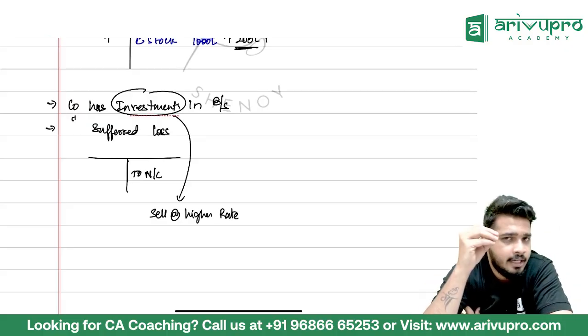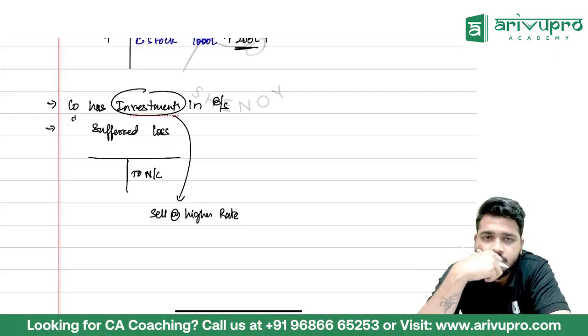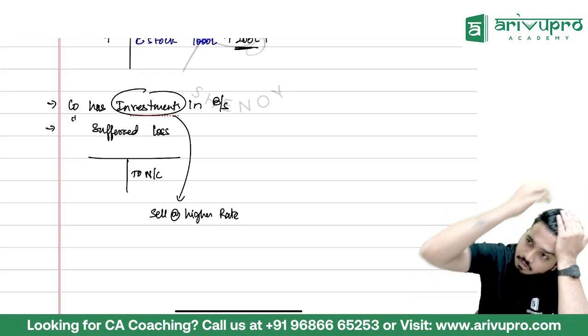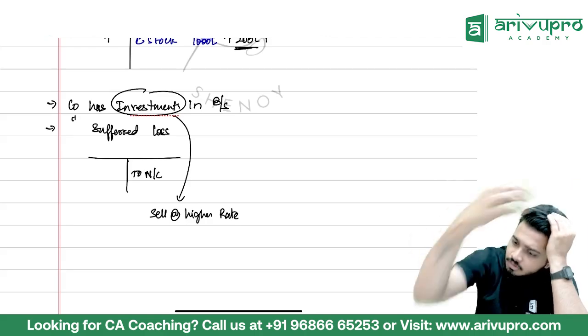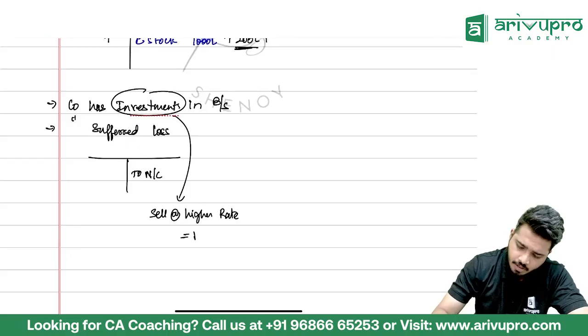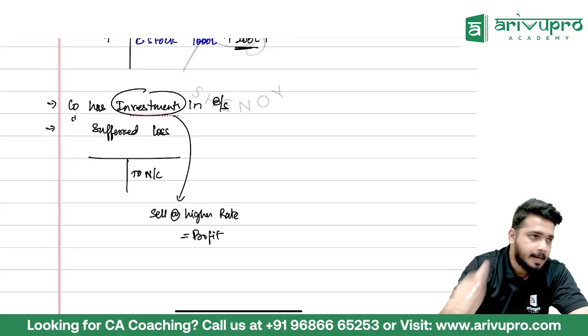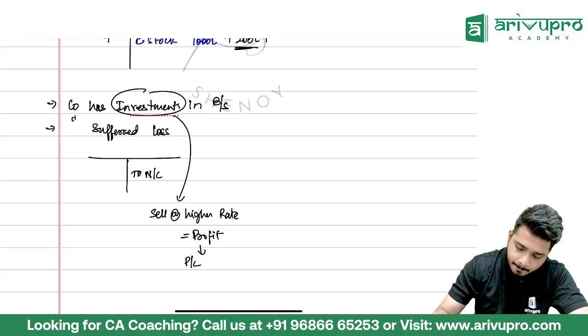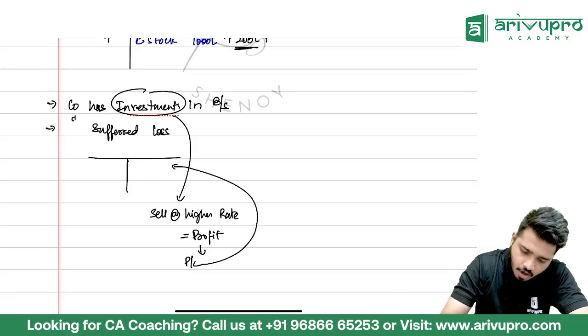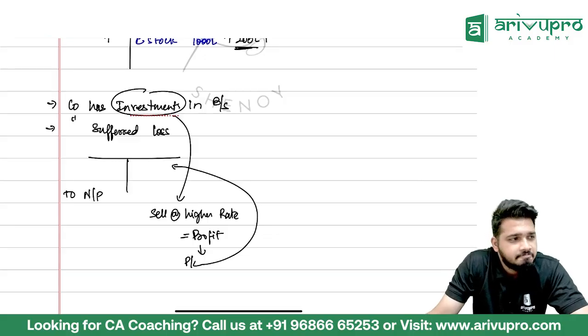Right? When you sell at a higher rate, are you earning a profit or a loss? Profit. And profit is recorded where? In the P&L. So this profit will go and sit here, which means the net loss is gone. Now you will get a net profit. So the loss has been concealed.